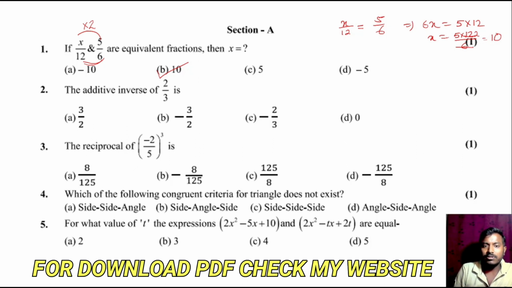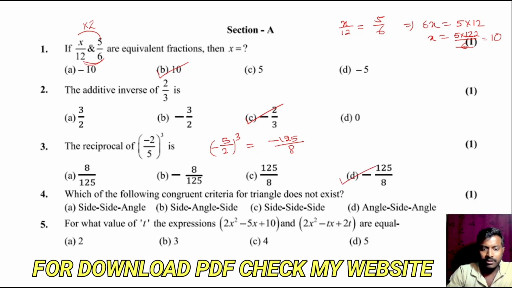Next, the additive inverse of 2 by 3 is dash. Additive inverse means only put the negative sign, that is minus 2 by 3. Next, the reciprocal of minus 2 by 5 whole to the power 3. Reciprocal means simply you reverse the numerator and denominator, that is minus 5 by 2 whole to the power 3. Now minus 5 cubed equals minus 125, and 2 to the power 3 equals 8. So the answer is minus 125 divided by 8.